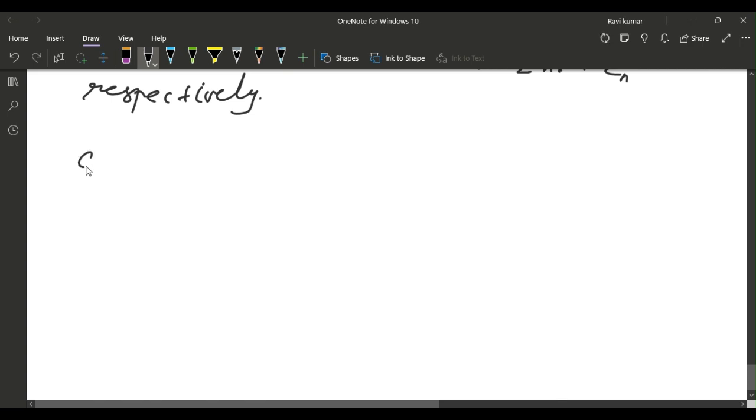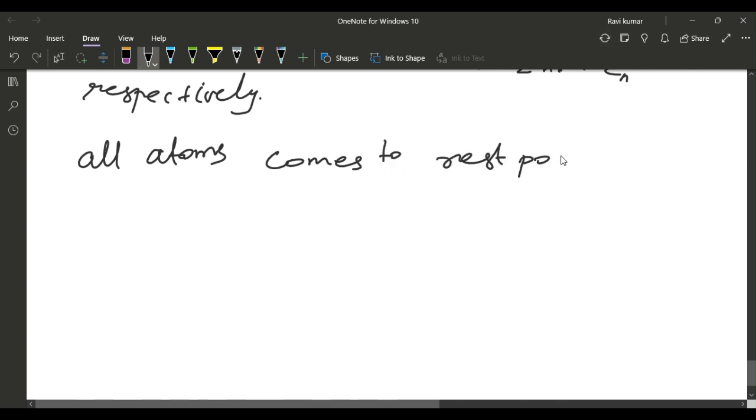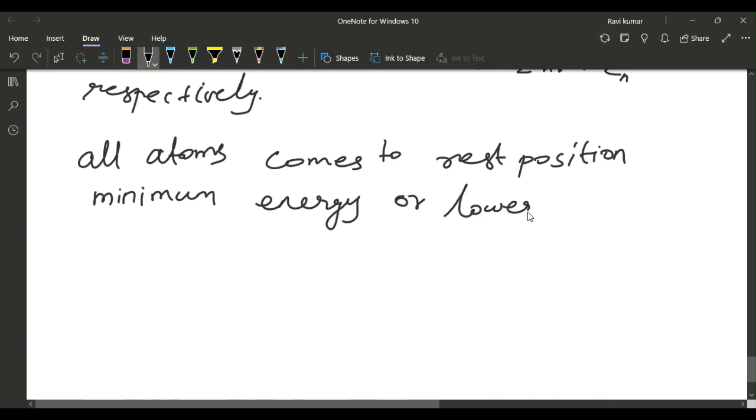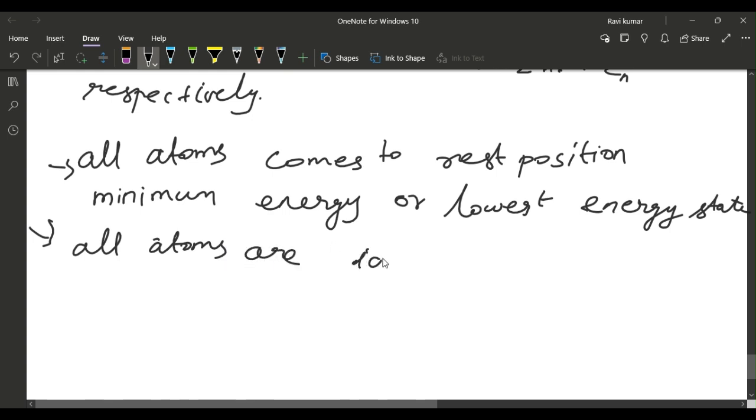So at 0 Kelvin, what will happen? All the atoms come to a rest position, which is the minimum or lowest energy state. In this state, all the atoms are identical, as we say it is pure crystalline. Pure means we won't have any impurity, so all the atoms should be identical only, there should be no mixture in this system.